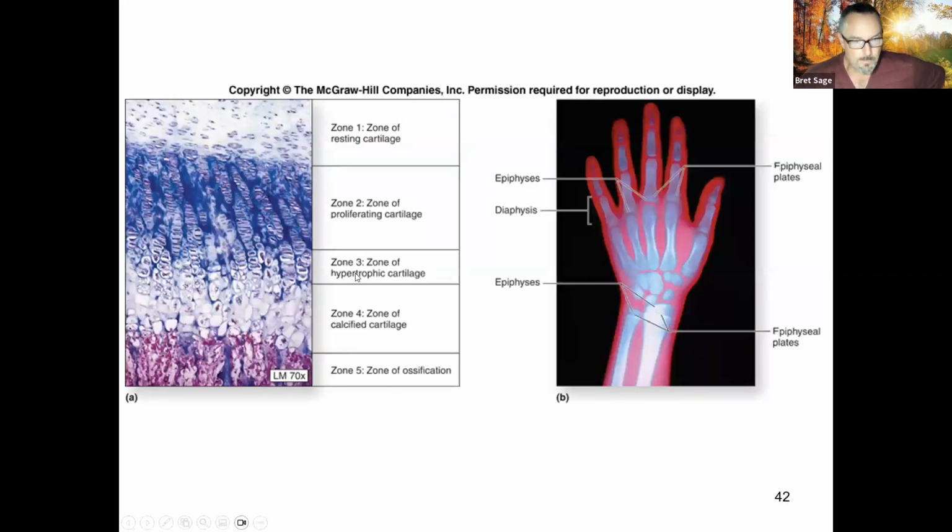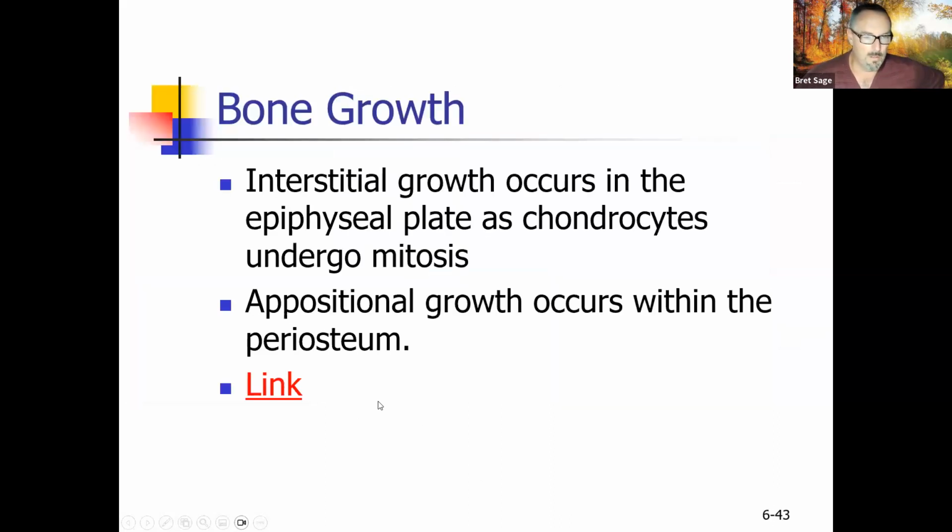Okay, this shows you the different layers of the epiphyseal plate: ossification, calcified cartilage, proliferating cartilage, this is mitosis, and resting cartilage. And you find that in that space between the ends and the center of the long bones. More about bone growth. Interstitial growth occurs in the epiphyseal plate as chondrocytes undergo mitosis, that's cell division. Appositional growth occurs within the periosteum.